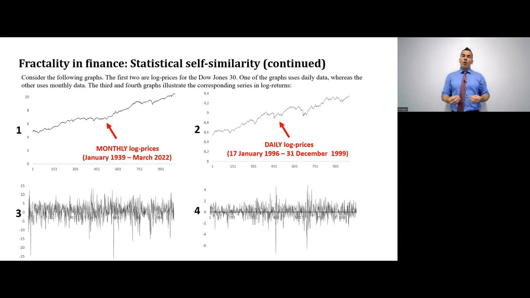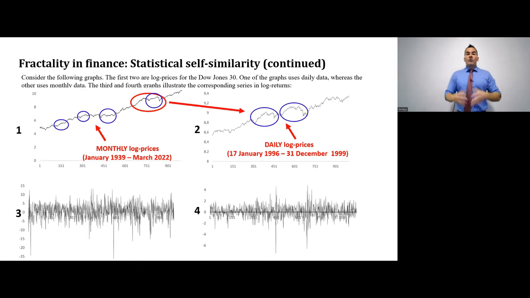So that's obviously one manifestation of statistical self-similarity in financial market data. Irrespective of the frequency, or resolution, the data looks the same. It's self-similar. Another manifestation of self-similarity is, if we disregard different frequencies or resolutions and look at the evolution itself, we also see self-similarity within each time series.